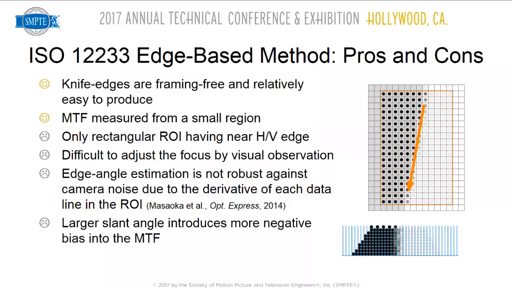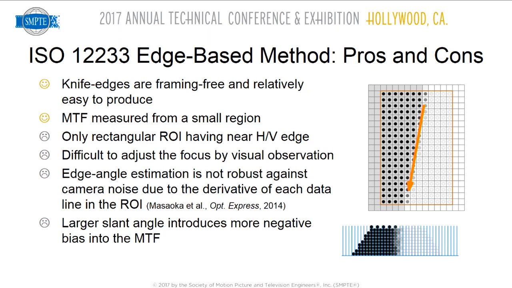So the knife edges are framing free and relatively easy to produce, so it's easy. And MTF is measured from a very small region. However, the ISO method can measure only a rectangular ROI, having a near horizontal or vertical edge. And it's very difficult to adjust the focus by visual observation of the simple edge. And the edge angle estimation is not robust against camera noise because this method takes the derivative of each line of the ROI image, which is very sensitive to camera noise.